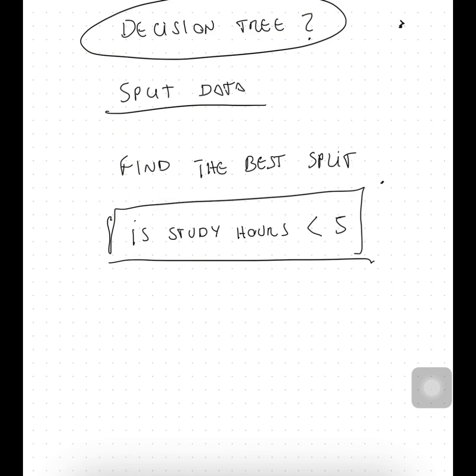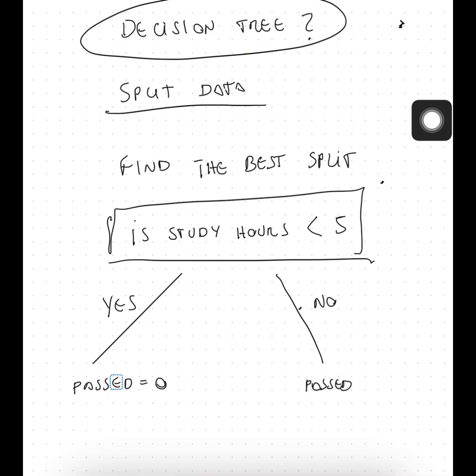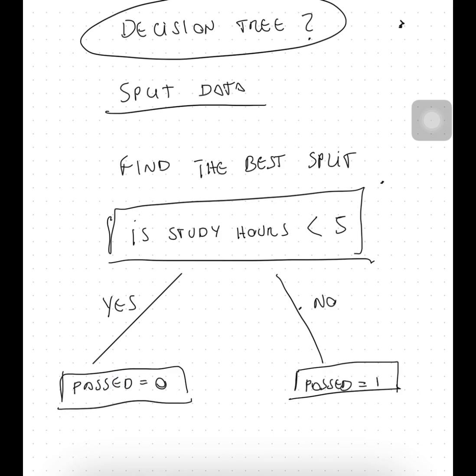We have two outcomes. Let's check the first one. The study hours less than 5 is yes. We have the pass, it's 0. And for study hours less than 5 where the answer is no, the pass is 1. It's positive. So you can see the entire tree is now complete, and it only needed one question. And that's the full drawing of the decision tree.